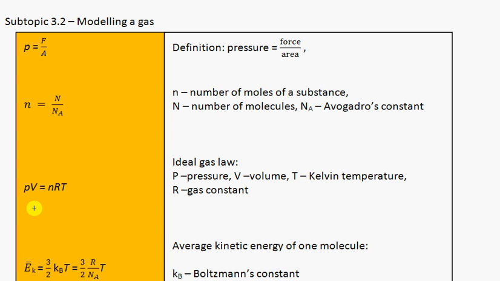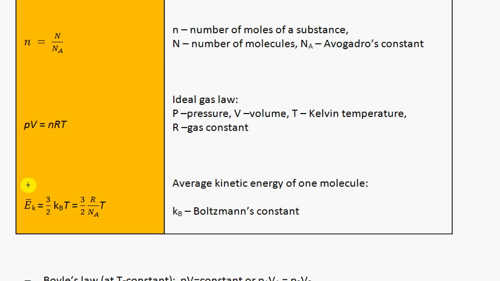Here we see the very important ideal gas equation, which has pressure, volume and Kelvin temperature of the gas. R is the gas constant and n is the number of moles. Another important formula is the average kinetic energy of one molecule. It is 3/2 times the Boltzmann constant times Kelvin temperature, or instead of the Boltzmann constant we can use the gas constant divided by another constant, the Avogadro number.